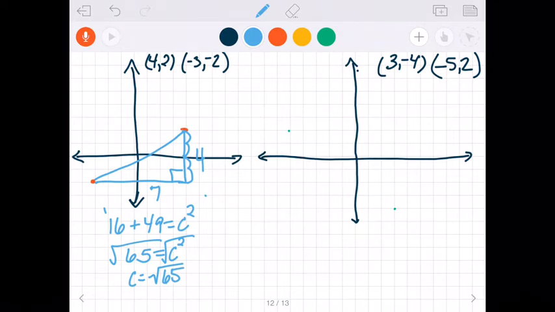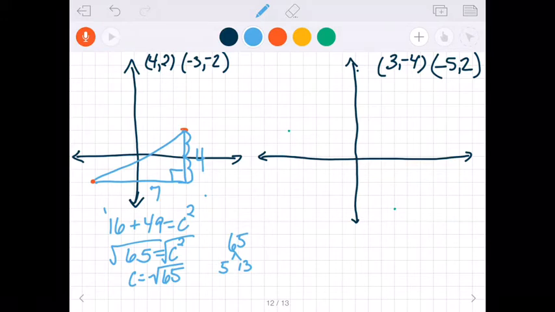Can 65 be broken down? Well, 65 is 5 times 13. So there are no perfect squares within that. So we just leave it as so. All right, the next one, (3, -4) and (-5, 2).